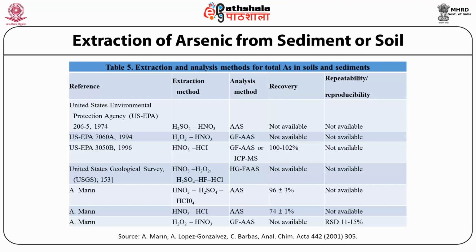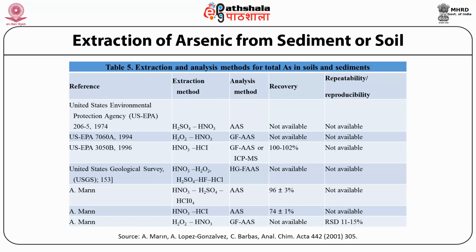The first column shows the reference, or you can say the source, like the United States Environmental Protection Agency, which mentions a protocol. Similarly, another scientist, A. Marin, has given a standard protocol for extraction, method of analysis and recovery. According to US EPA, for extraction, a mixture of sulfuric acid and nitric acid is used. The amendments were done in 1994, wherein in place of sulfuric acid, hydrogen peroxide can be used. And in the 1996 amendments, nitric acid with HCl can be used with an analysis method of graphite furnace or ICP-MS. The recovery is 100 to 102%.